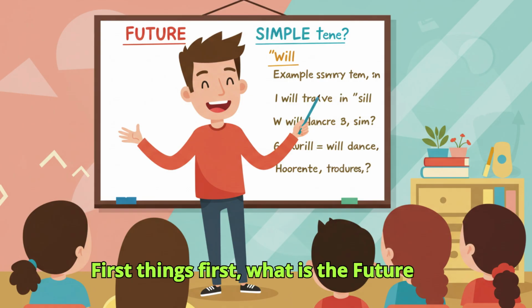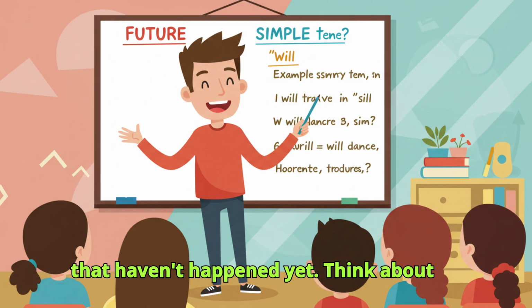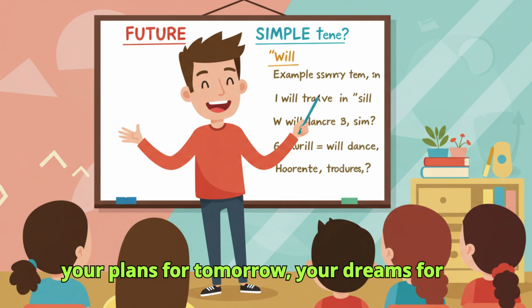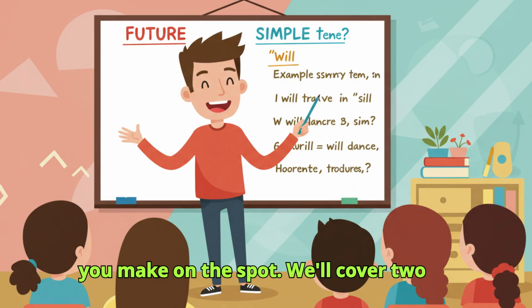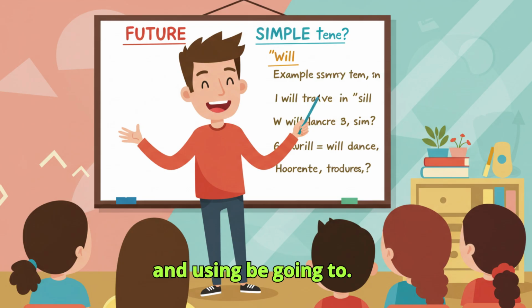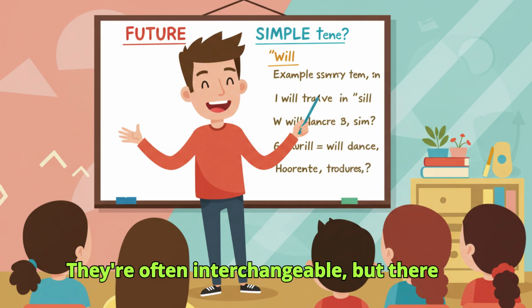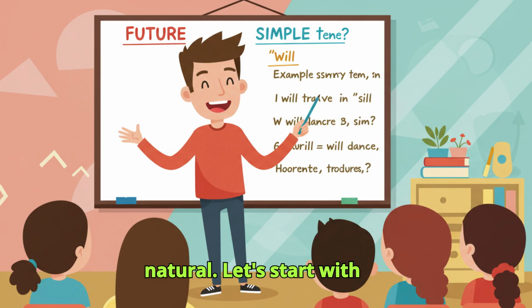First things first, what is the future simple? We use it to talk about things that haven't happened yet. Think about your plans for tomorrow, your dreams for next year, or even just a quick decision you make on the spot. We'll cover two main ways to form this tense, using will and using be going to. They're often interchangeable, but there are some subtle differences that will make your English sound much more natural.